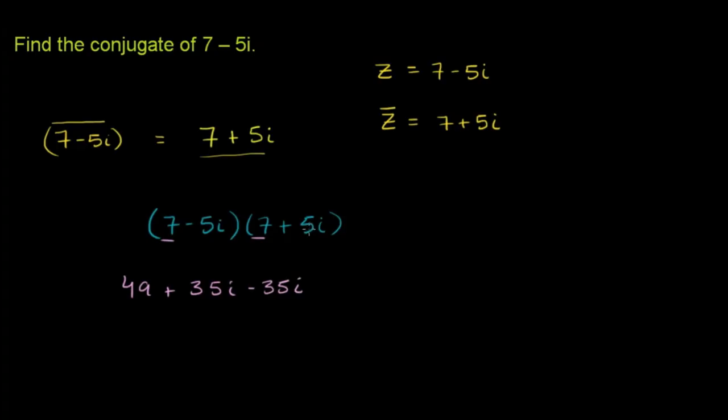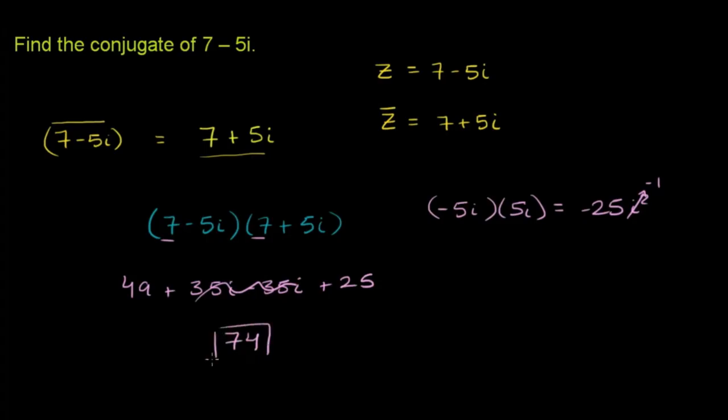And negative 25i squared, remember, i squared is negative 1. So negative 5i times 5i is negative 25 times i squared. i squared is negative 1. So negative 25 times negative 1 is positive 25. And these two guys over here cancel out, and we're just left with 49 plus 25. See, 50 plus 25 is 75, so this is just 74. So we are just left with the real number 74.